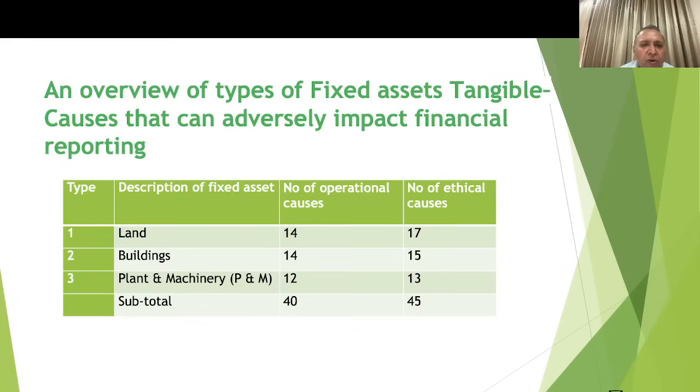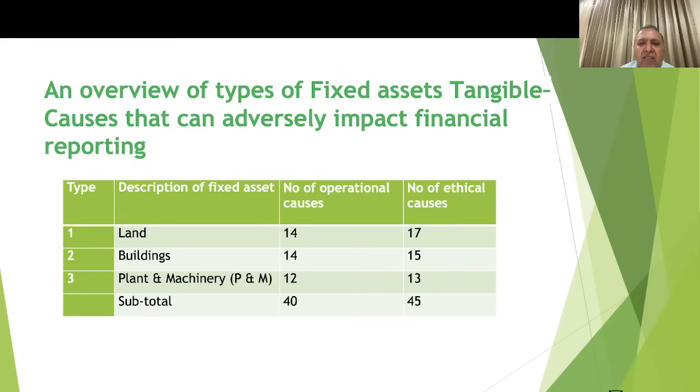This is an overview of the operational causes and ethical causes. In the small table, the first row indicates land, there are 14 operational causes and 17 ethical causes. Buildings, similarly 14 operational causes and 15 ethical causes. Plant and machinery, 12 operational causes, 13 ethical causes, totaling to 40 operational causes and 45 ethical causes.